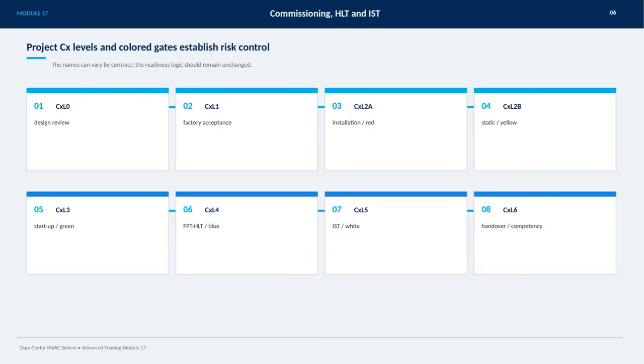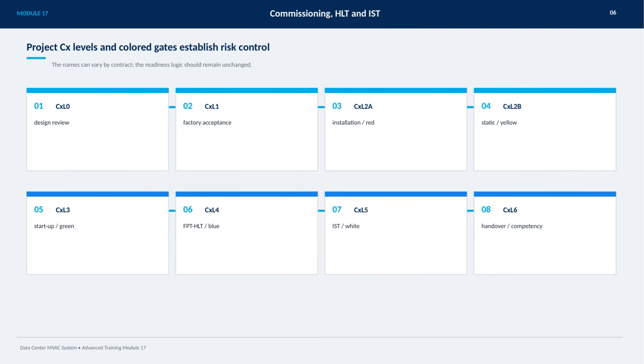Here we have a detailed overview of the project commissioning levels, or CXLs, which are crucial for managing risk throughout the project lifecycle. Each level is associated with specific activities and color-coded gates to clearly indicate the readiness state of the system. Starting with CXL0, the design review ensures the plans are sound before moving forward. Then at CXL1, we have the factory acceptance testing where equipment is validated before shipment.